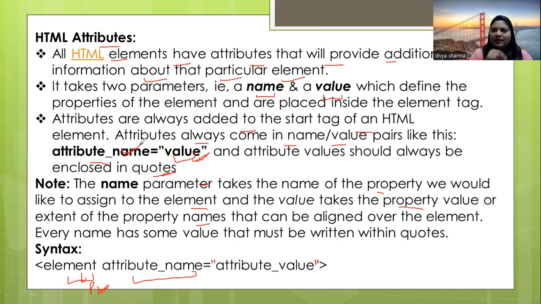Suppose you have created one image on the web browser, but you want to give a specified width as well as height. For that purpose, you have to use the attributes width as well as height. So these are the attributes of that image, right? Let us learn all these things by doing it practically.